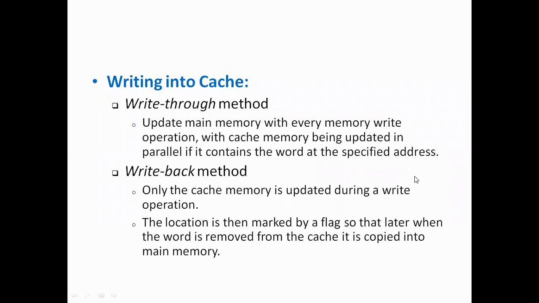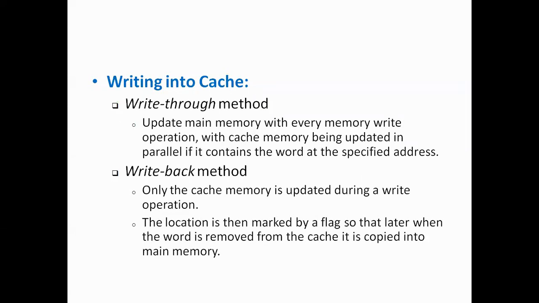Let us see another topic. The topic is writing into cache. So what is that? We say that when a CPU produces a read operation, asks for a read operation, there will be a search in cache. If it is found there, it is a hit. If it is not found there, it will be a miss, and reading will happen from RAM and like that.